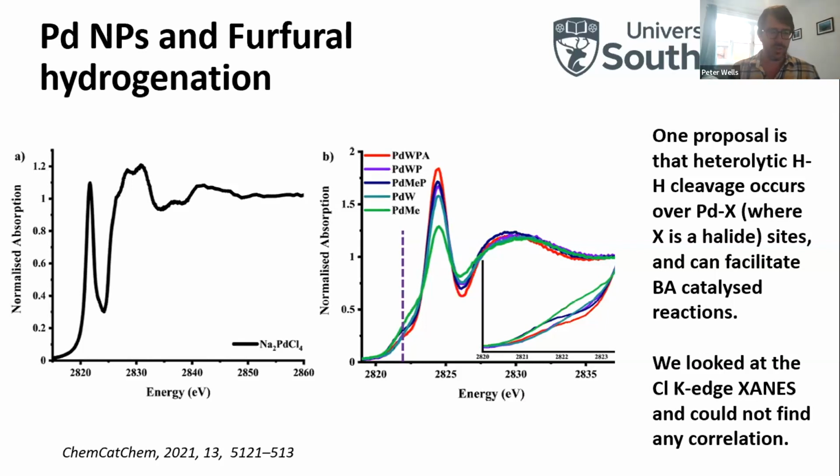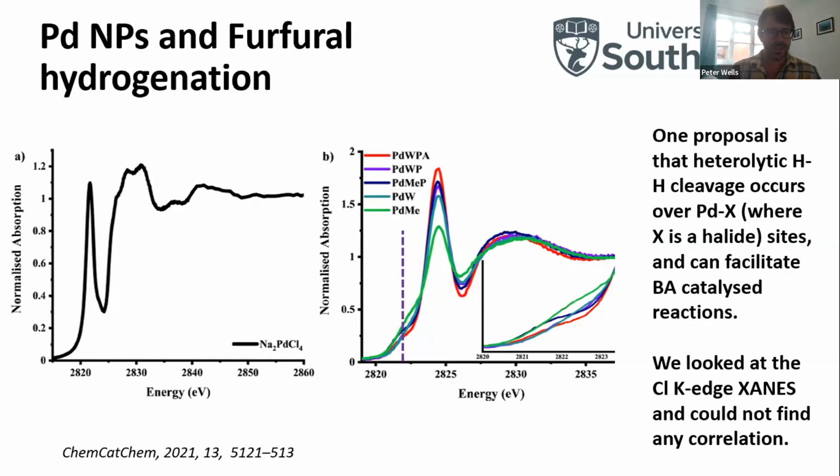The one response here is a reference material. And here we can see a very strong pre-edge feature just below 2825 electron volts, which is linked to non-local excitation between chlorine and palladium. That can be used as a proxy for the extent of chlorine-palladium interactions. So if this hypothesis were to be correct, you would expect the one that has the higher intensity feature here to have more halide and potentially more Brønsted acid sites, and you don't get that.